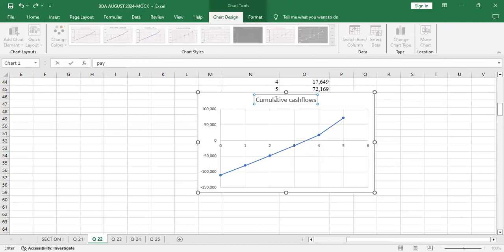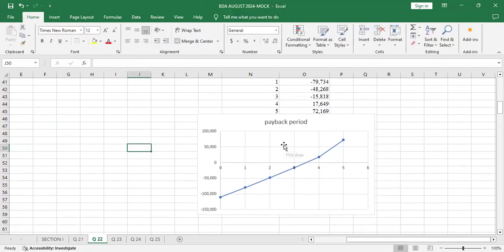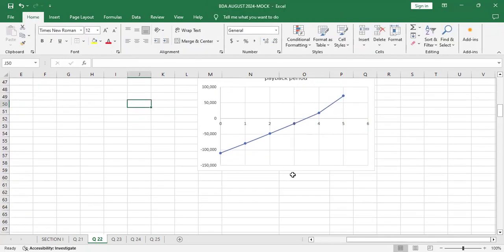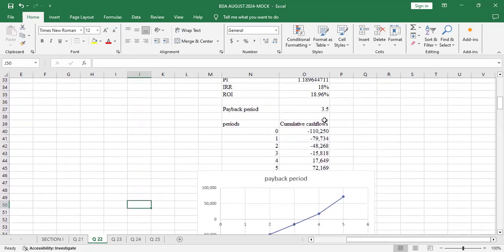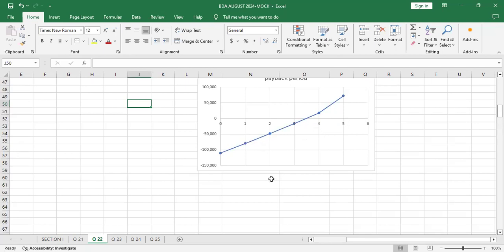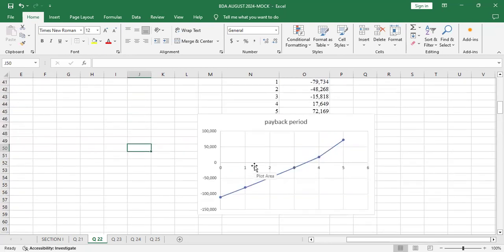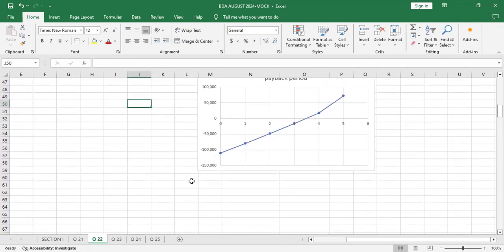Let me write here payback period. This is the presentation for the payback period using the graph. You can see it's between 3 and 4, so it's 3.5 at the center, and that's what we got when we calculated using Excel. This is what the examiner was asking for, and with this you get your 4 marks free. This is how you do payback period using a graph.